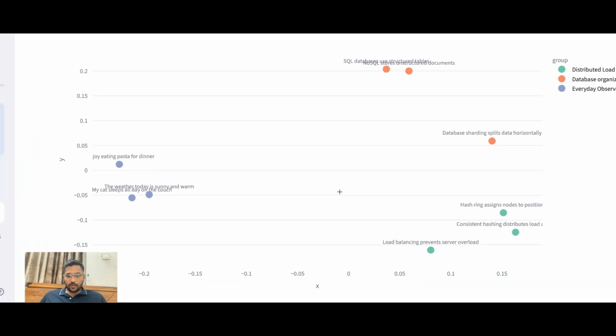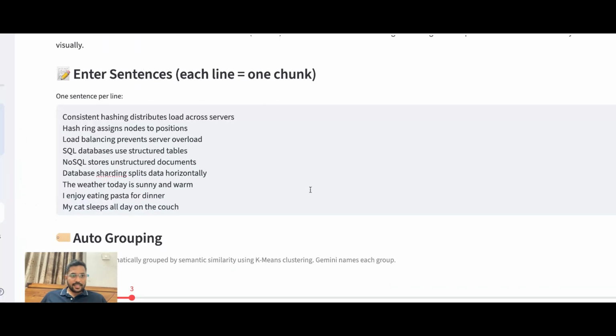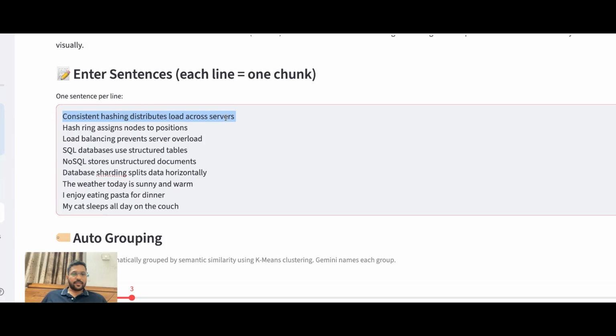If we go to the actual sentences, you can see "consistent hashing distributes load across servers." This is something related to load balancer or distributed system. "Hash ring assign nodes to position" is also related to distributed system. This "load balancing" is related to distributed system. This SQL, NoSQL, this is database. So these three sentences are related to database. And what is this? "The weather today is sunny." So this is some general thing actually.